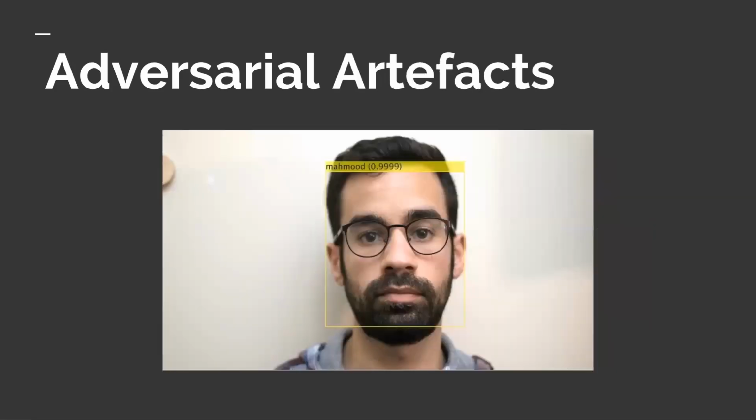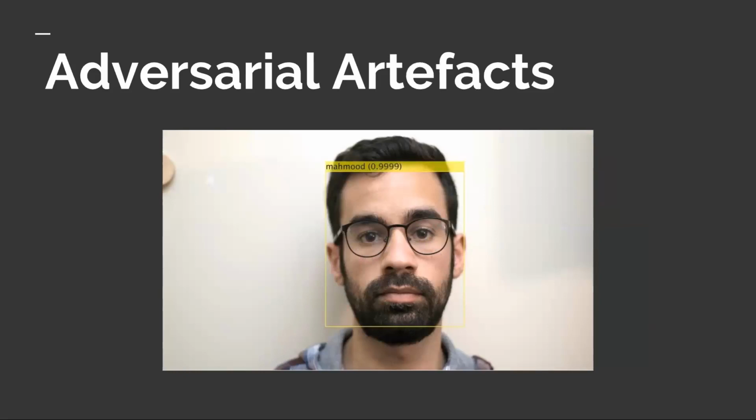Then there's something called adversarial artifacts. This piece of research has been done at Carnegie Mellon. I was there this summer, so I could interact with the research group there. The person on the screen is called Mahmood. He's one of the PhD students working on it. They have an interesting piece of work here.